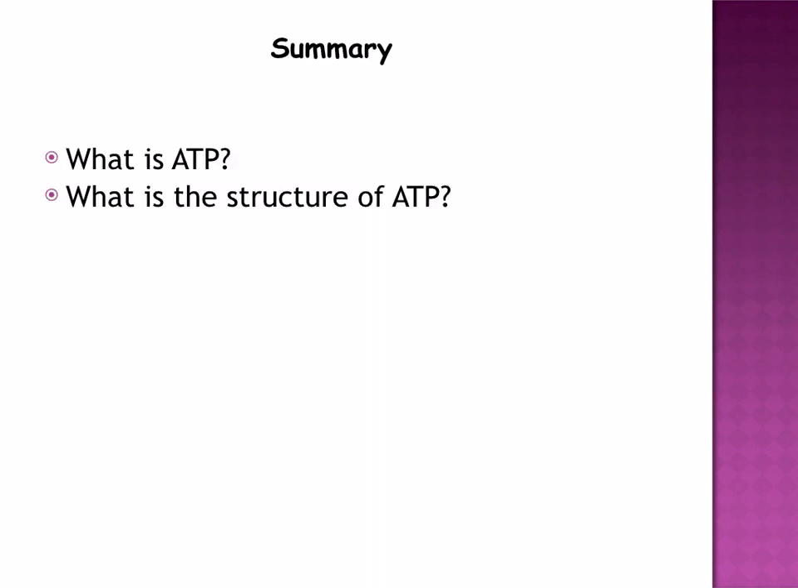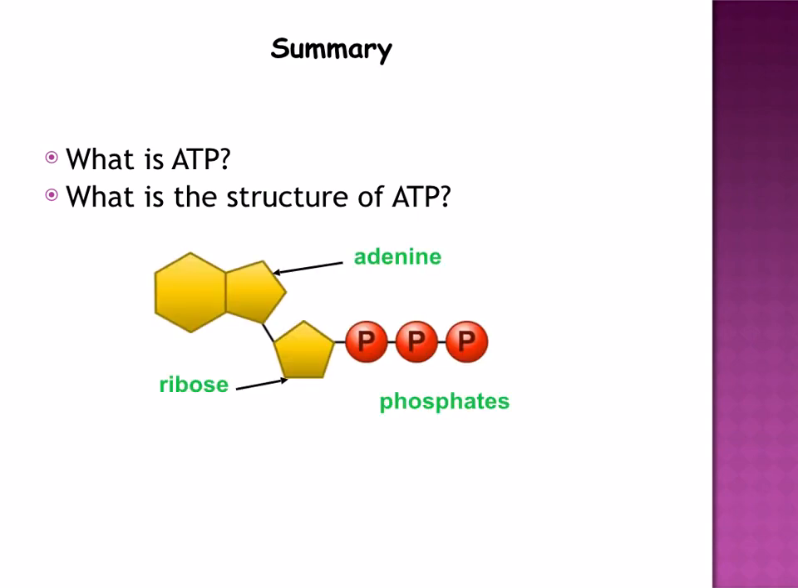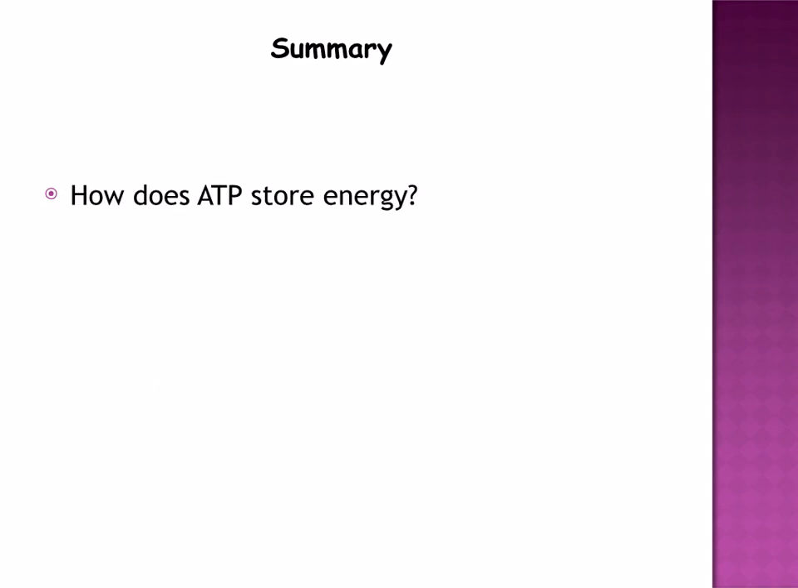So let's have a look at a summary. So what is ATP? It's the universal energy currency and it's a water-soluble molecule. The structure of ATP comprises a nitrogenous group called adenine, a sugar phosphate group called ribose, and then 3 phosphate groups. How does ATP store energy? Well, when the covalent bonds between the phosphate groups are broken by hydrolysis, you've got energy being released. Do you remember how much energy was released when the first phosphate group leaves? This is 30.5 kilojoules per mole.